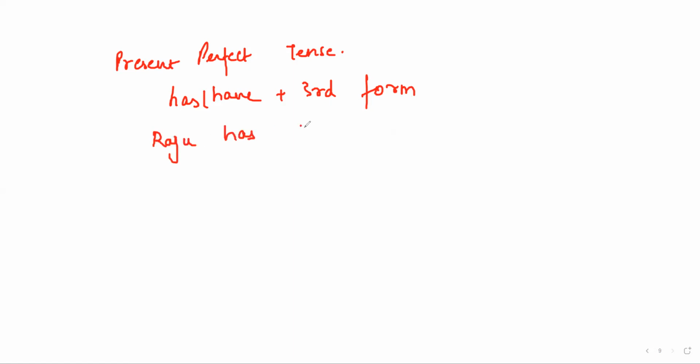tense. Present perfect tense is basically when we are using has and have with the third form of the verb. Okay, this is the identification of present perfect tense. For example, if I say Raju has finished his work, or we have finished our work. This is present perfect tense. So Raju has finished the work is in present perfect tense, and this is an active voice, because we are focusing on the subject. Now, if I change this into passive, what will happen?